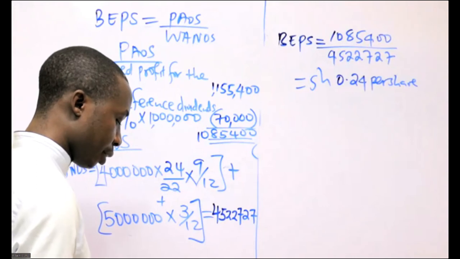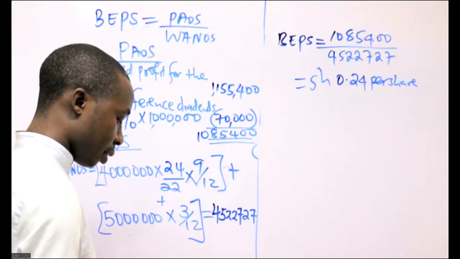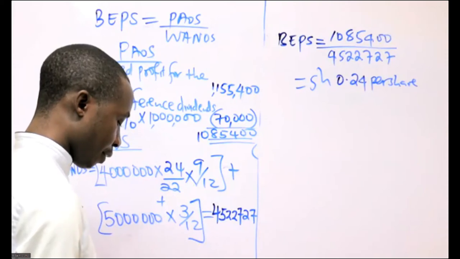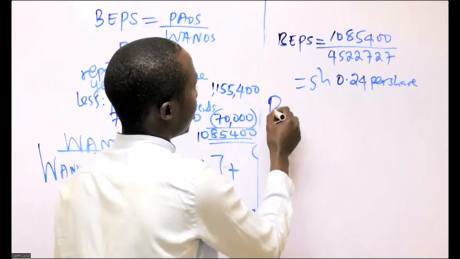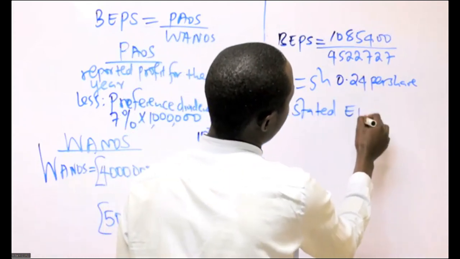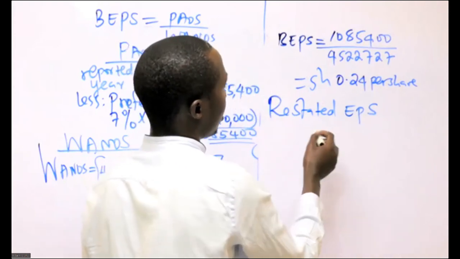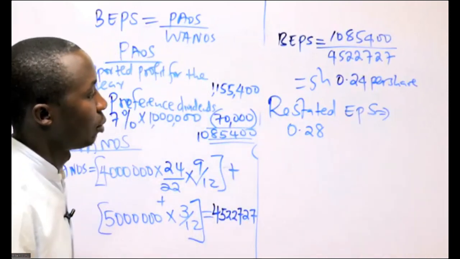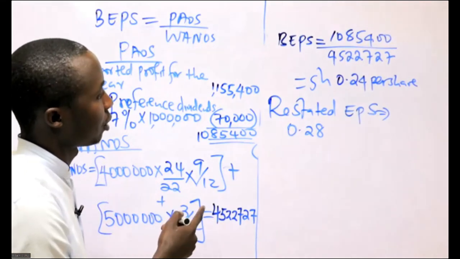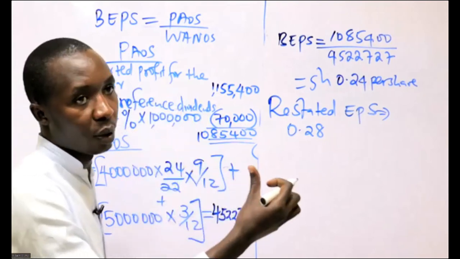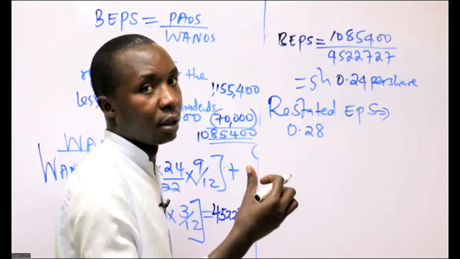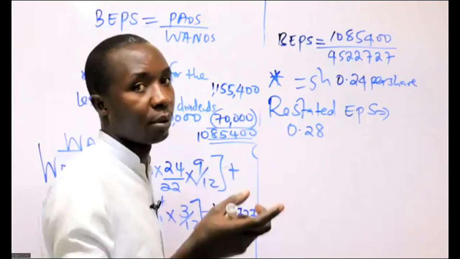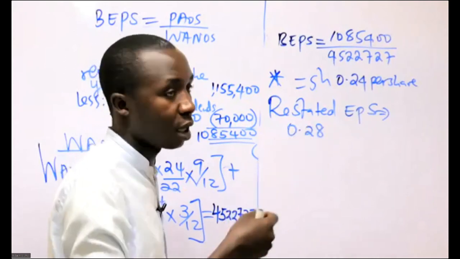So the next thing he was asking is all about this question. They were asking to compute the restated EPS figure, given that the previous year's earnings per share is 0.28. So when we are doing restated EPS, remember that this was 2007. Now we are assuming that the rights issue was in 2006. So we compute the basic earnings per share of 2006, incorporating the aspect of rights issue. Then we compare with our earnings per share for 2007. Then we comment about the profitability of the company based on the two consecutive years.